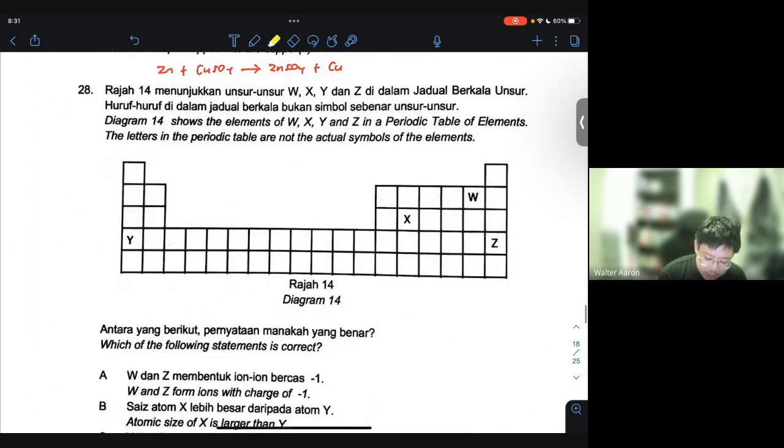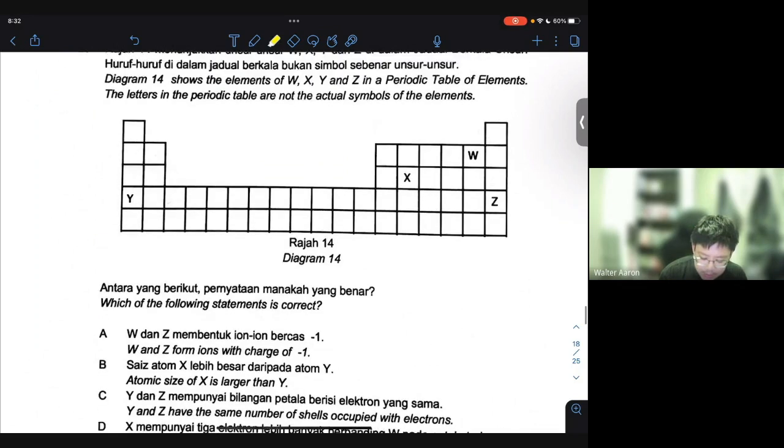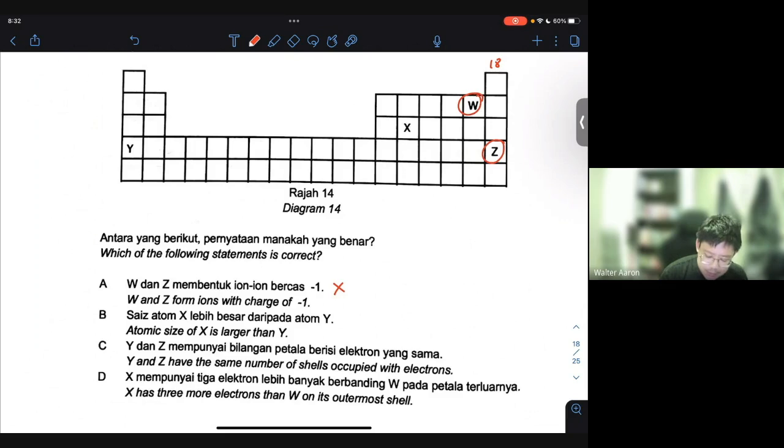All right, 28. Diagram 14 shows the elements W, X, Y, and Z in the periodic table, all scattered around. Which of the following statements is correct? W and Z form ions with charge -1. W does, but Z cannot, because Z here is a group 18 element, so it's a noble gas. So Z does not form a -1 ion. A is out.